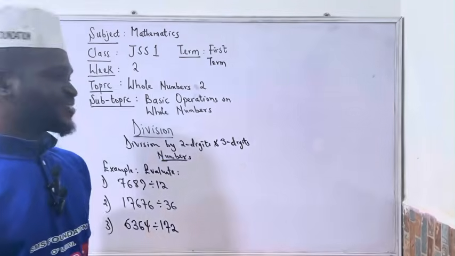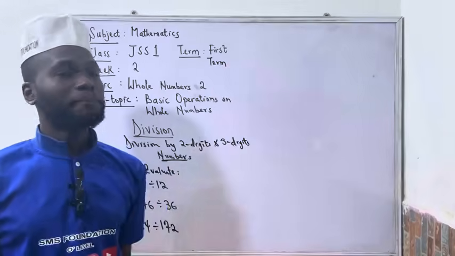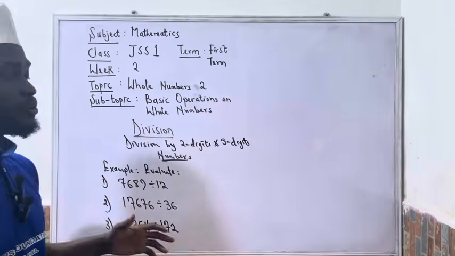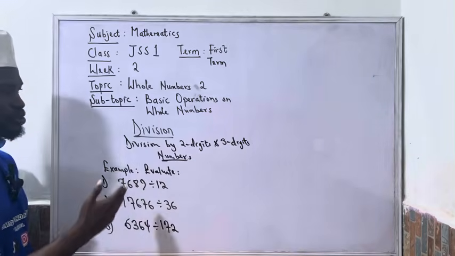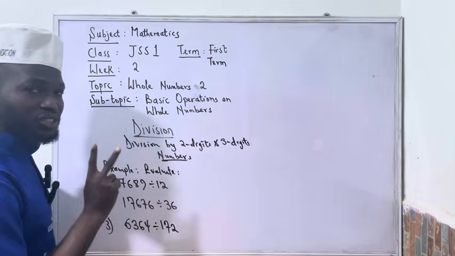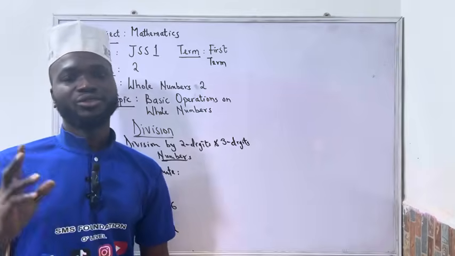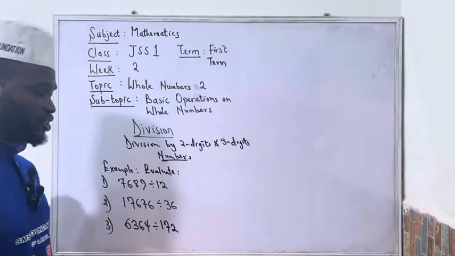Welcome once again to our mathematics class, GSS 1 first term, week 2, whole numbers. So this is basic operation. We have started division in the last video. This time around, we want to look at division with 2-digit numbers and 3-digit numbers. So I think this is the highest they can give you on division.